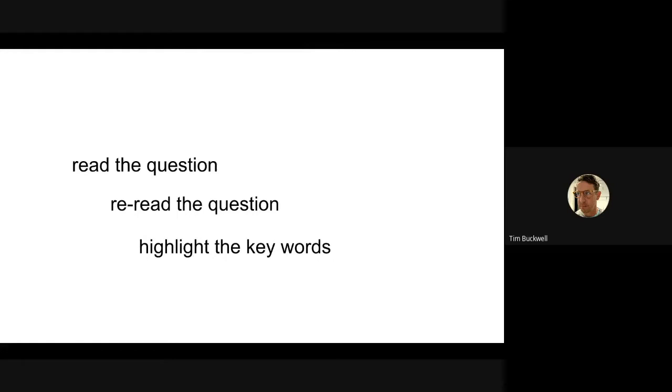It's extremely important in the PET that you are answering the question well. And so we recommend that you take these 3 steps to reading the question before you actually start to think about how you are going to answer your question. So let's do this together. Let's read a question, reread a question, and highlight the key words.